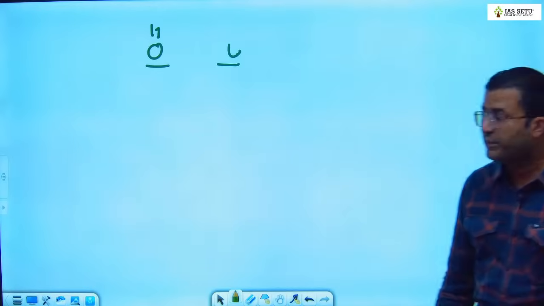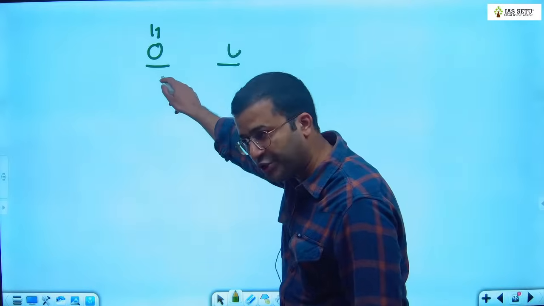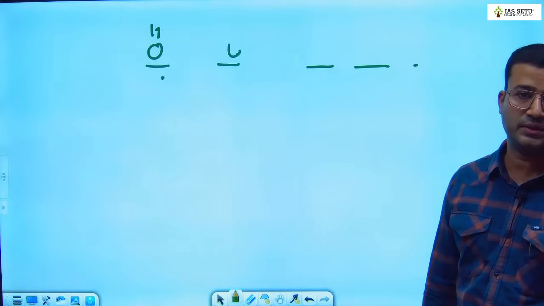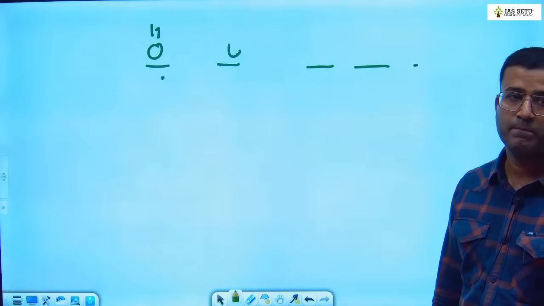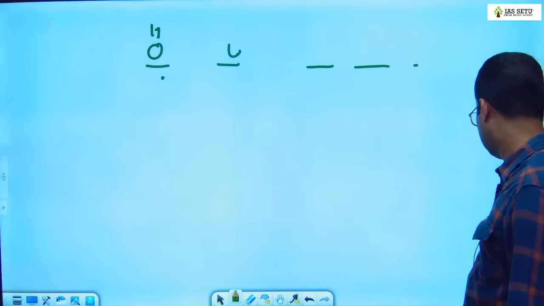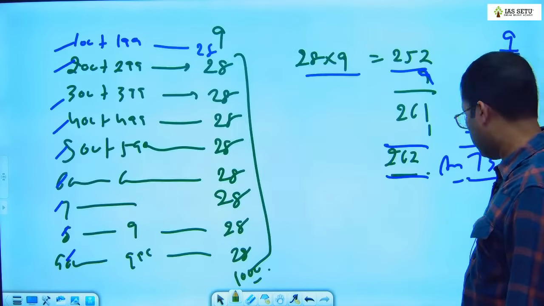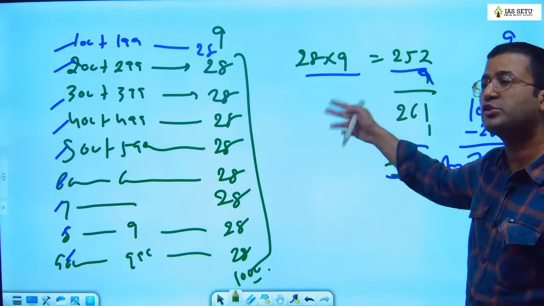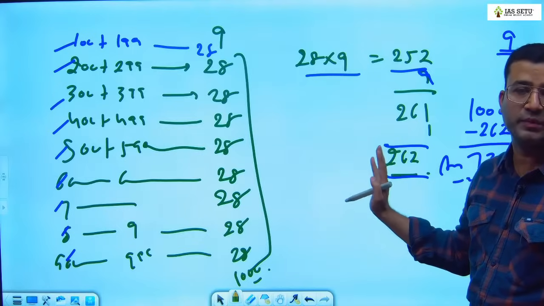You have to make a separate case where you are using 0 at 100 place, and a separate case where you are not using 0 at 100 place. ठीक है. If you allow me, I can tell you 0 at 100 place, 0 is not at 100 place. फिर वो केस बनेंगे.